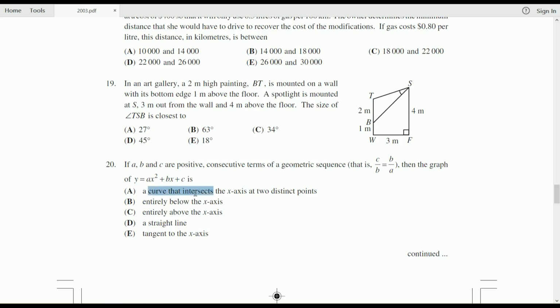So it's a curve that intersects the x-axis at two distinct points. Okay? So for that to be the answer, we would need to know that no matter what A, B, and C are, as long as they're positive and consecutive terms of a geometric sequence, then we can factor ax squared plus bx plus c into two different linear factors, giving us two different roots.